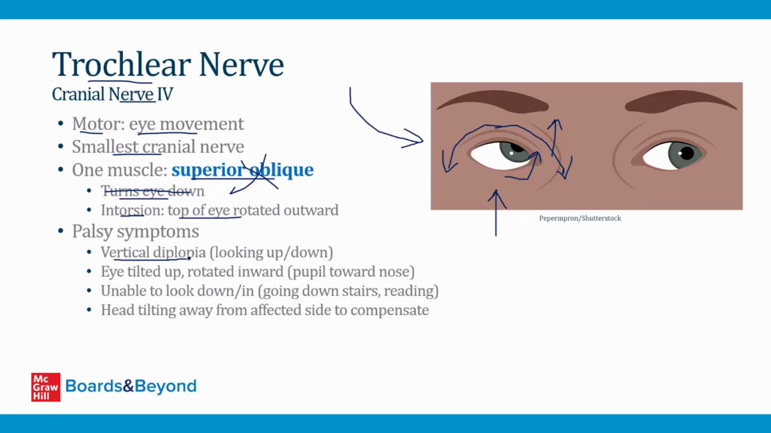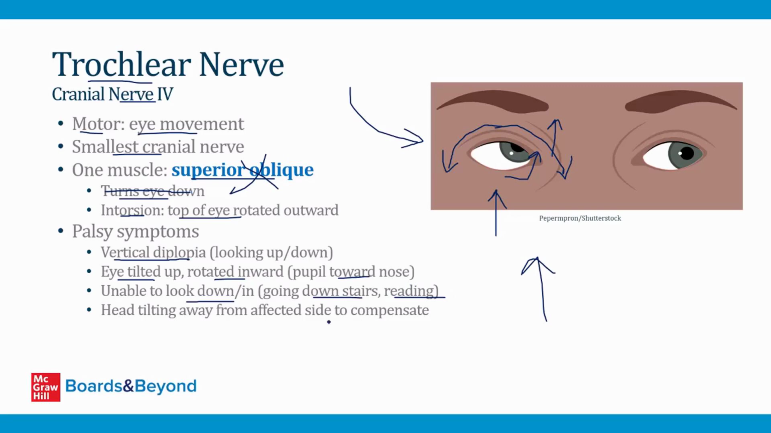Anytime you have blurry vision when you're trying to look up or down, that's a vertical diplopia, different from a horizontal diplopia when you have trouble looking left or right. As I already said, the eye is going to be tilted up and rotated inward with the pupil towards the nose. That's what's depicted in this image here. And the clinical features this will lead to is that the patient will complain, if they have a trochlear nerve palsy, of difficulty looking down and in. This is going to cause vision problems when they're trying to do things like going downstairs or reading. These are things where you need that superior oblique muscle to turn the eye downward and inward.